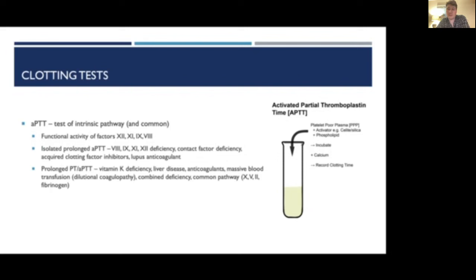And if they're both prolonged, it's the same list again, where it's vitamin K deficiency or liver disease or something else going on. And if it's short, i.e. you've got a low time, then you may be dealing with an acute phase response, because the big part of it is factor 8, which is an acute phase reactant. It goes up when your body is stressed. And so if you've got lots of factor 8, your APTT will actually allow a clot to form much faster in this test.